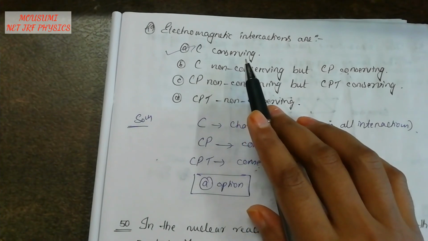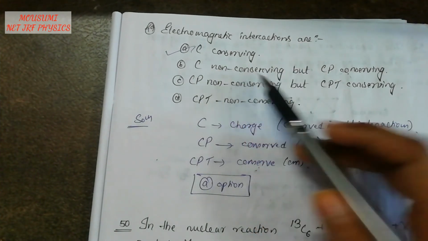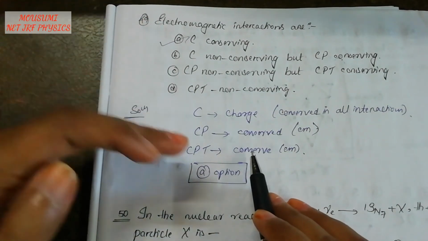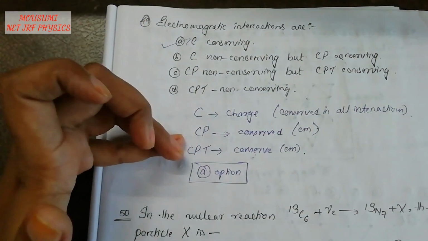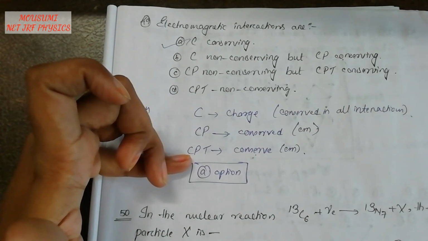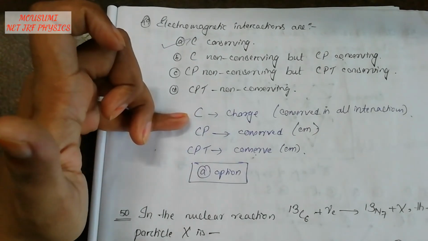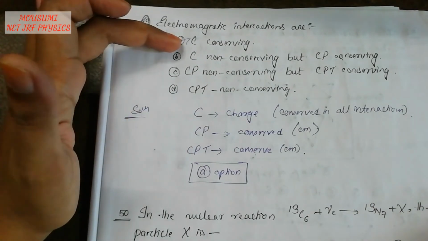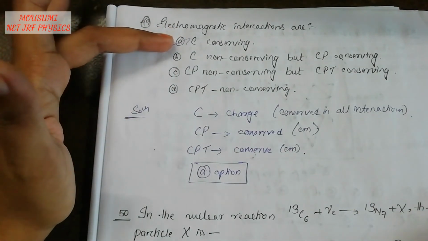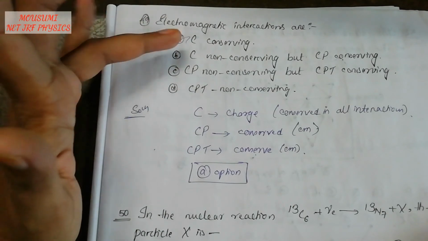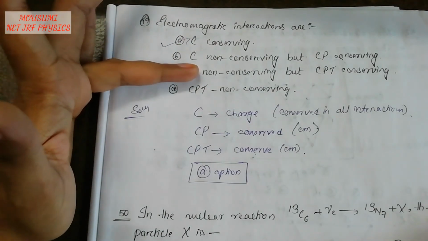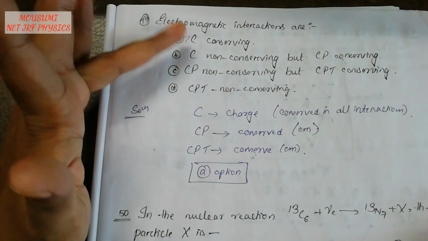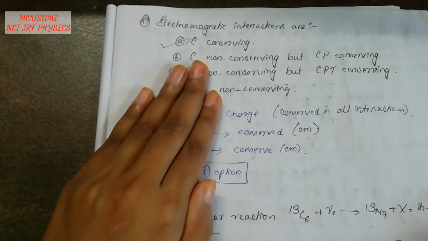Next, here what it is said, electromagnetic interactions are what? We have 4 options here. We know in case of electromagnetic interaction, CP is also conserved, CPT is also conserved. And charge is conserved in all interactions. So if you see the 4 options, you will see the correct option is option A, charge conserving, because in all other three options it says that CP, CPT, C is not conserving, which is conserved in case of electromagnetic interactions. So the correct option is option A.